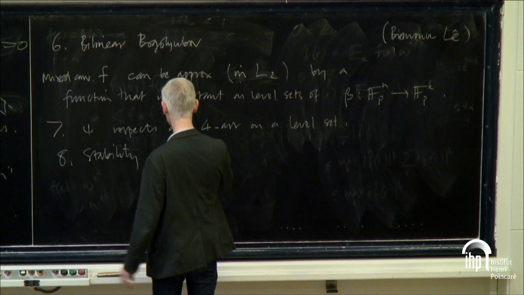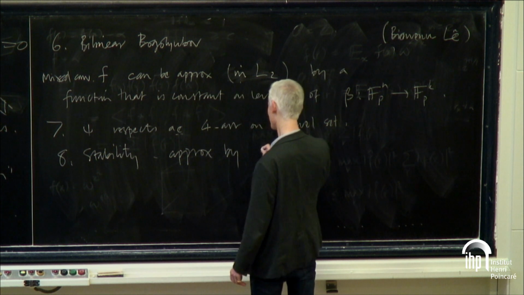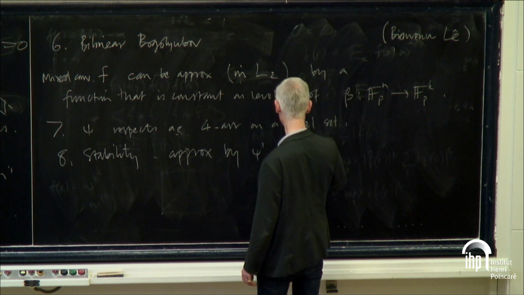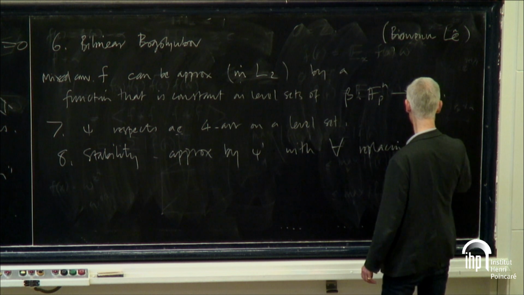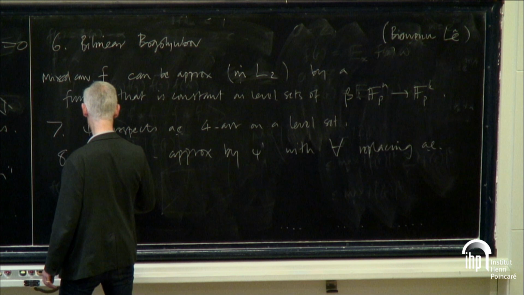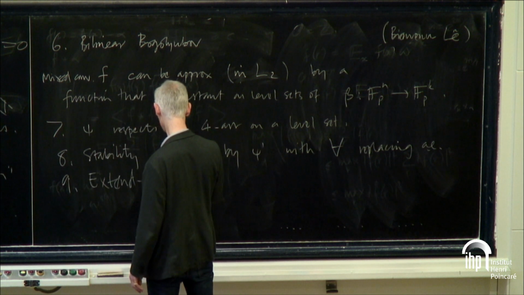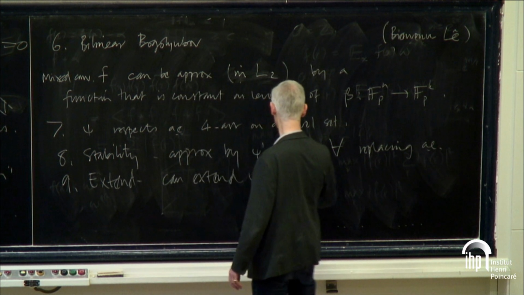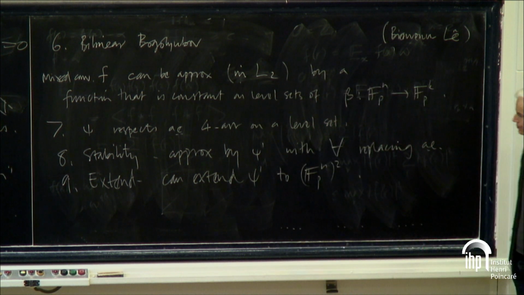So approximate, this is not the model theorist's use of the word stability, in case you were salivating too much. It's approximated by psi dashed with, for all replacing almost all. And then there's an extension theorem that says, under a certain rank condition, which I won't go into, you can extend psi dashed to the whole of F_p^{n^2}.